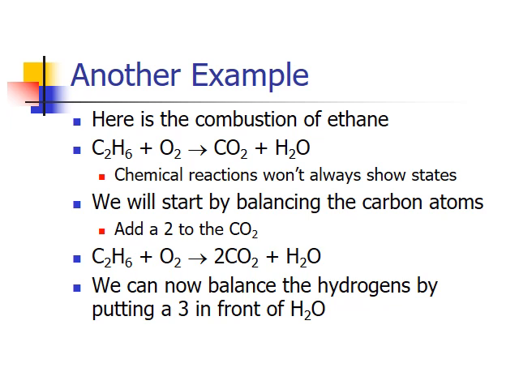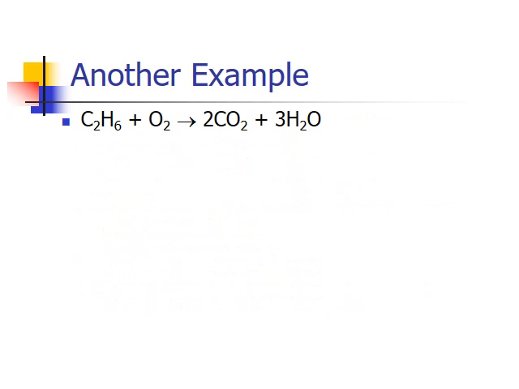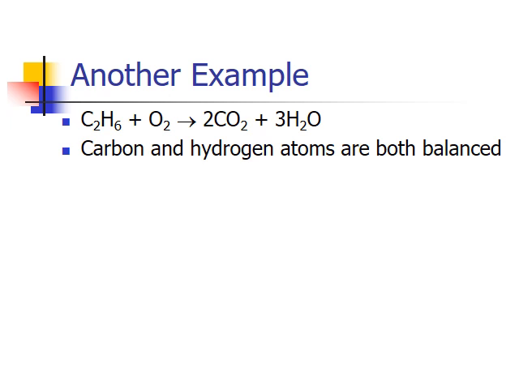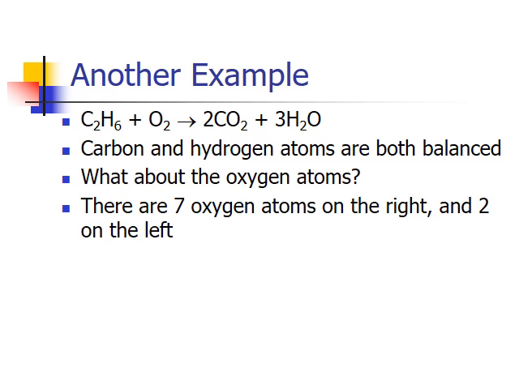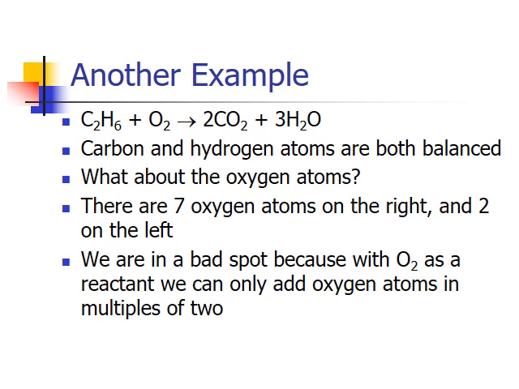We can now balance the hydrogens by putting a 3 in front of the H2O, because right now there are 6 hydrogens on the left. If we put a 3 in front of the water, we'll now have 6 hydrogens on the right. Carbon atoms and hydrogen atoms are now both balanced. So what about the oxygen? There are 7 oxygen atoms on the right side. There are 2 on the left.